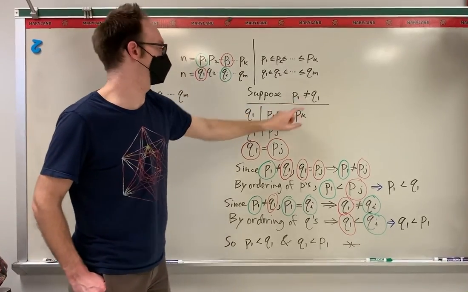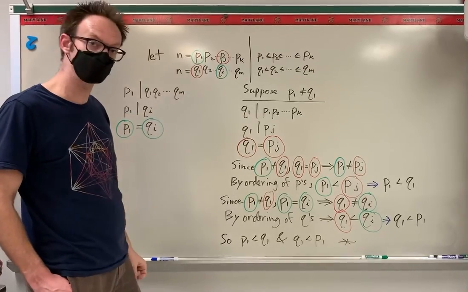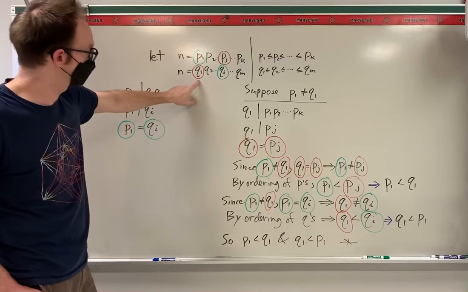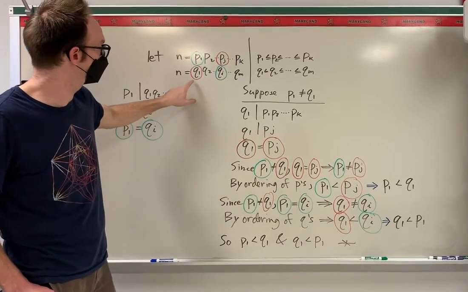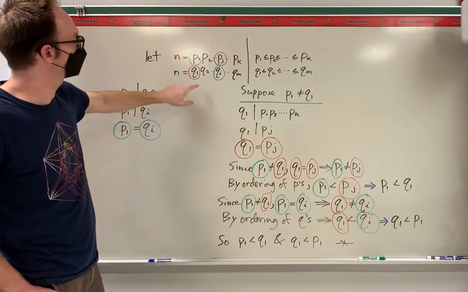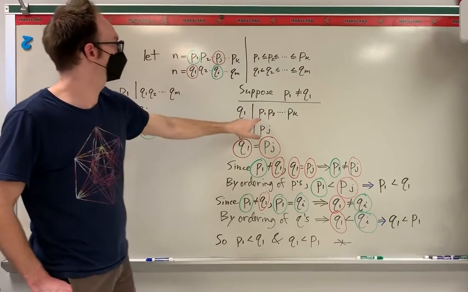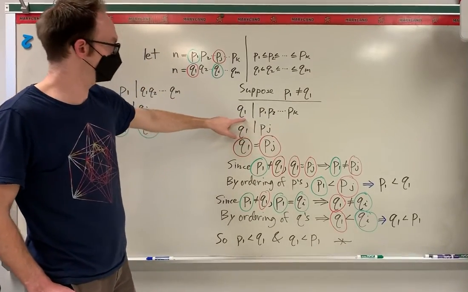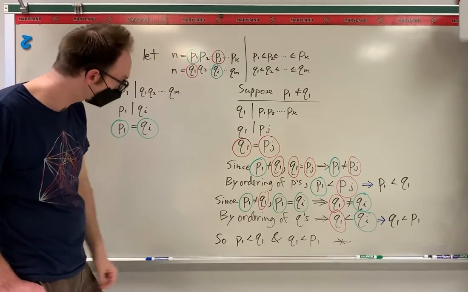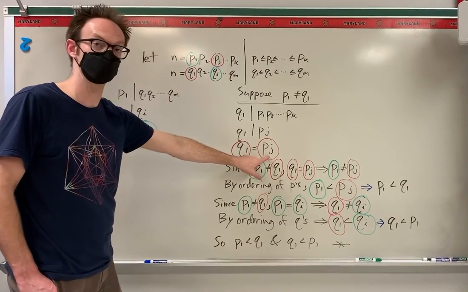If p1 is not q1, then I can repeat the same logic with respect to q1. What is q1? It's one of the factors of n, so it divides n. If it divides n, then it must divide the product of all the p's, since that is n. But since it's prime, by the prime divisibility property, it has to divide one of the p's. Let's call it p sub j. So now everywhere, q1 is p sub j.